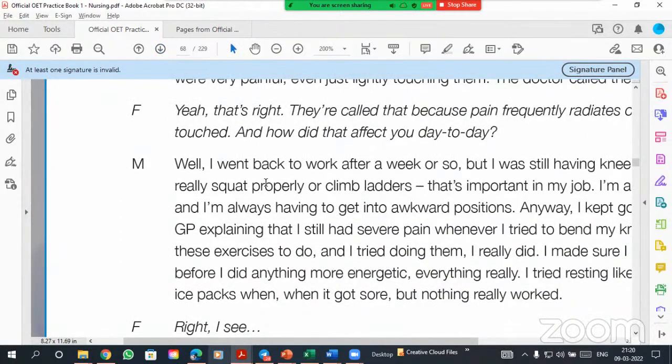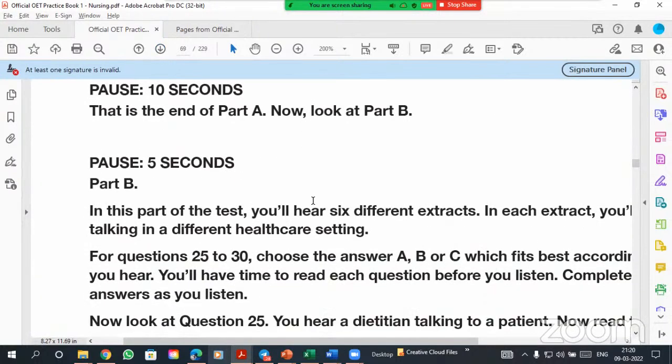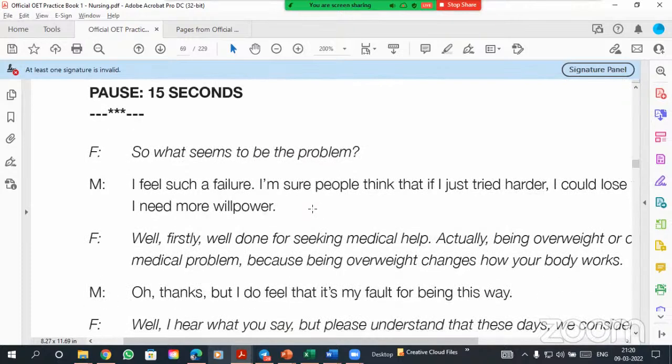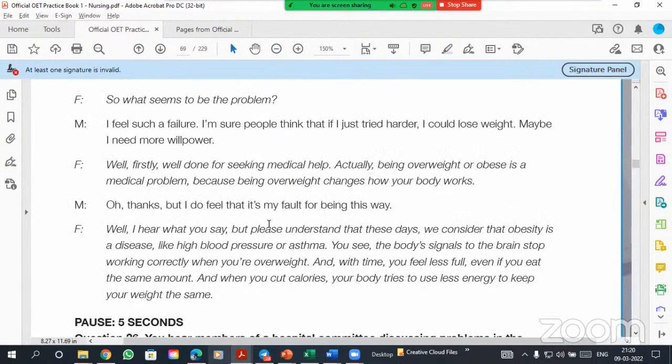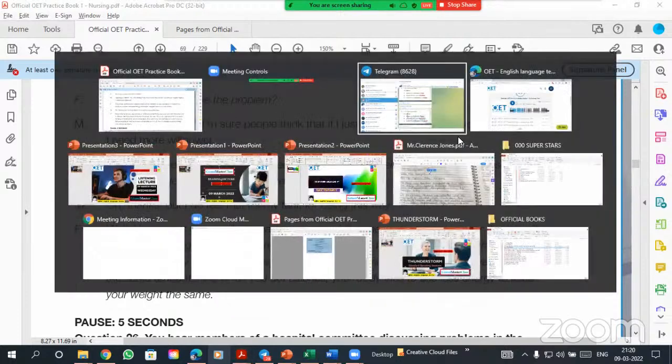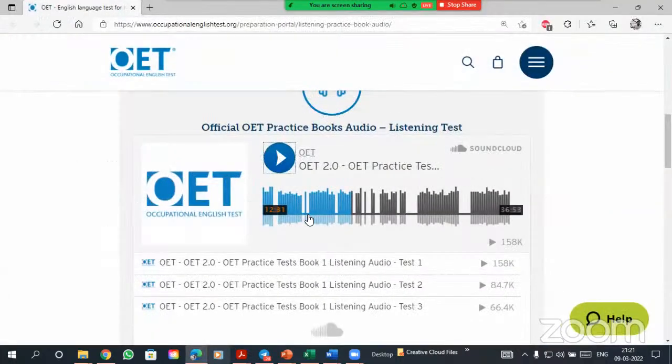We are going to analyze. So this is, so here it is. Here it is. Right. Now let us see this particular thing. Let us see this particular thing. Yes. Now let us go through this one very carefully. Hospital committee discussing problems in the X-ray department. That is the end of part A.